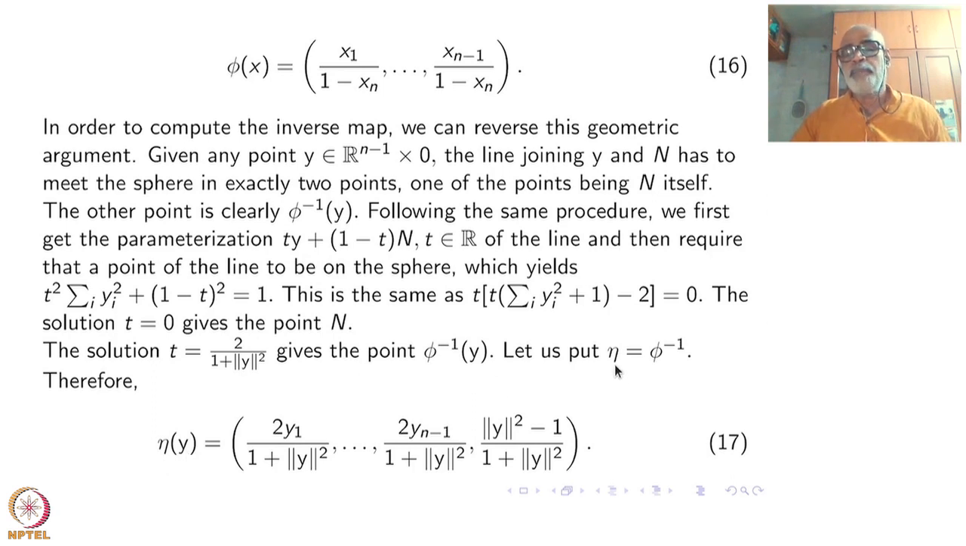So while I am writing it eta, this is notation now, equal to phi inverse. Namely, eta y is nothing but 2y1 divided by 1 plus norm y square, etc., 2y(n-1) divided by 1 plus norm y square, up to n minus 1 coordinate, this will give you that one. The nth coordinate has to be solved now. By what? By the equation summation yi squared is equal to 1. So that will give you norm y square minus 1 divided by 1 plus norm y square.